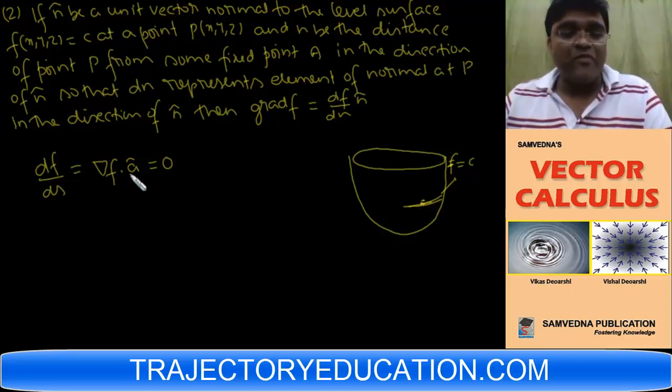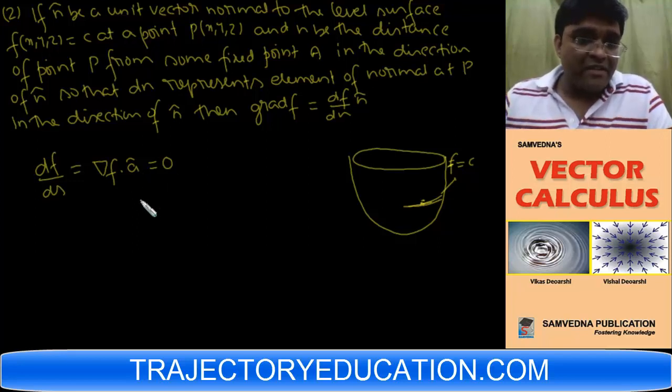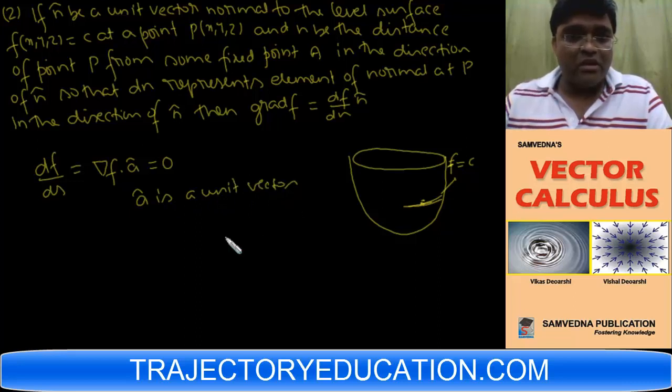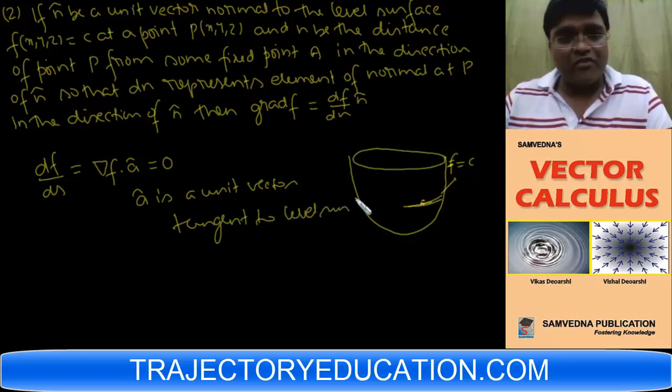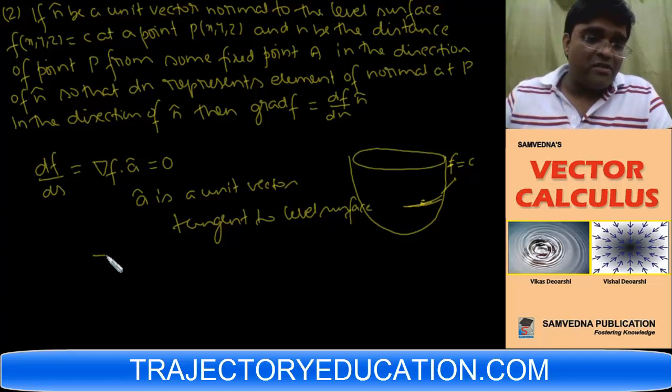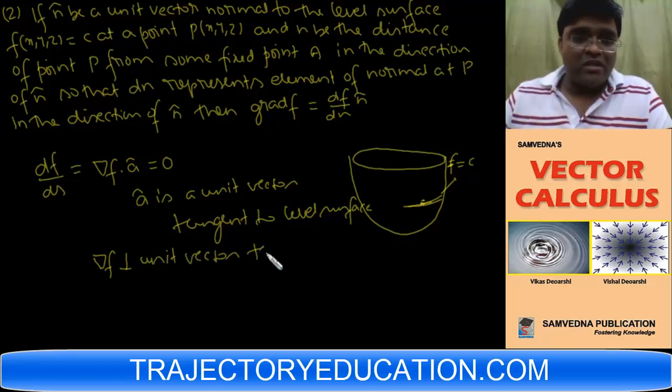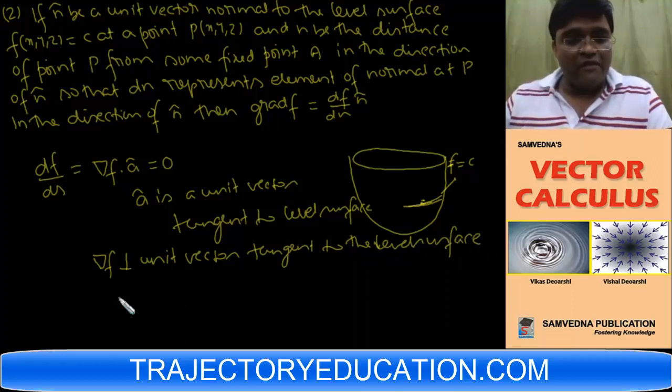So if A is a unit tangent vector, your directional derivative, del f dot A, will be 0, since f is not varying on the level surface. This will be the case when A is a unit vector tangent to the level surface. It means del f is perpendicular to any unit vector tangent to the level surface. Any unit vector tangent to the level surface.